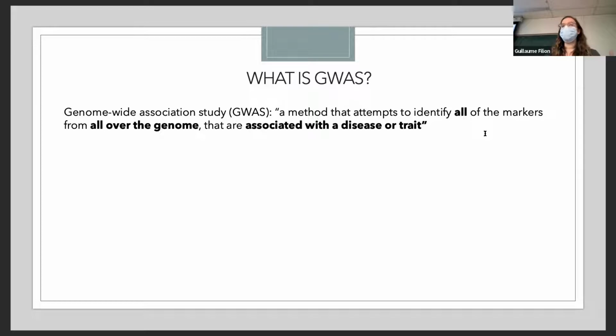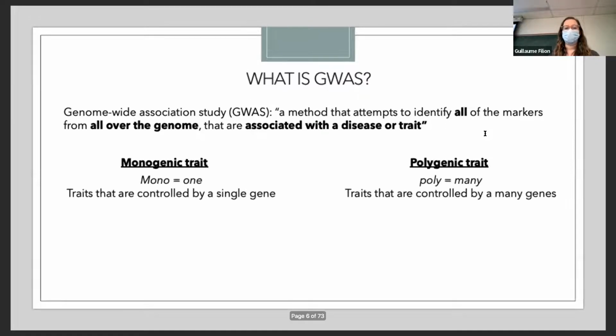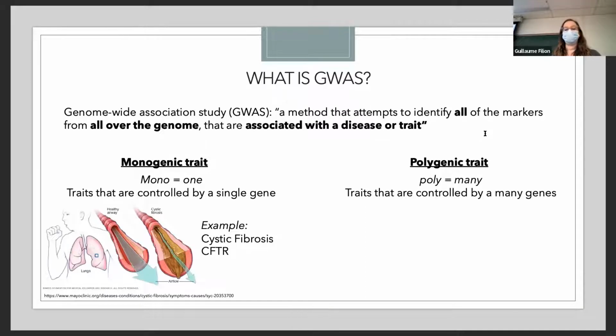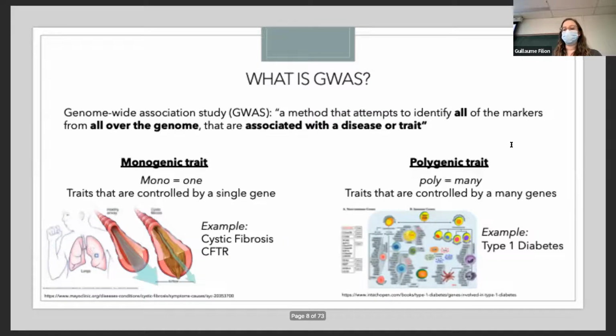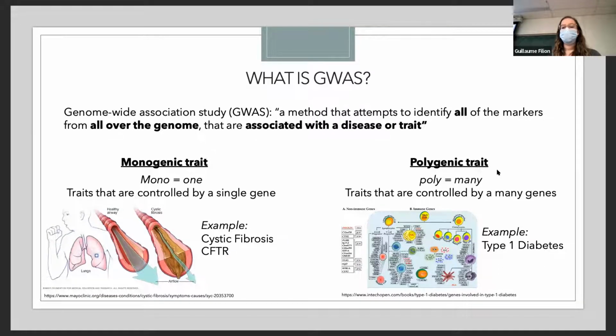There are two main categories of defining a trait. You can define it as a monogenic trait. Mono is one, therefore it is a trait controlled by a single gene. An example of that is cystic fibrosis, which is controlled by the gene CFTR. And then you can have a polygenic trait. Poly means many, therefore these are traits that are controlled by many genes. A big example is type 1 diabetes, a very, very complex disease. These are the key traits that GWAS works really well on, because we're trying to identify as many variants as we can.